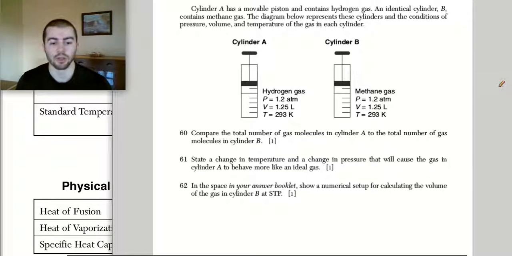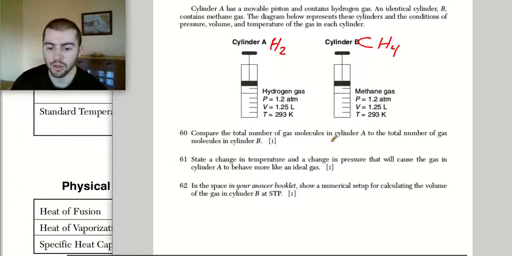Alright, in this video we're going to do questions 60 to 62 in the June 2013 Chemistry Regents exam. We've got a couple of gases here in cylinder A and cylinder B. In cylinder A we have hydrogen gas, and in cylinder B we have methane gas.